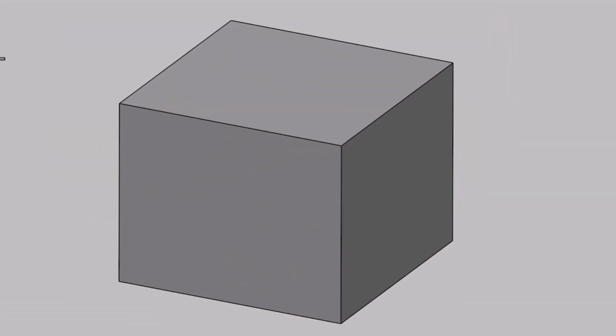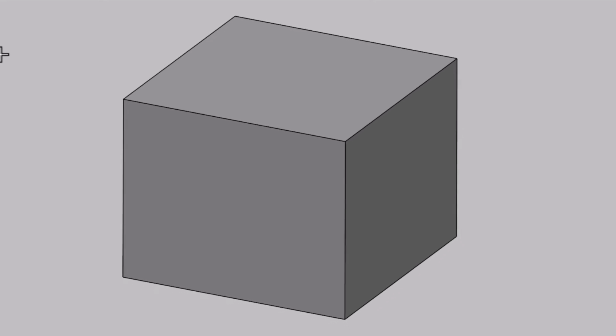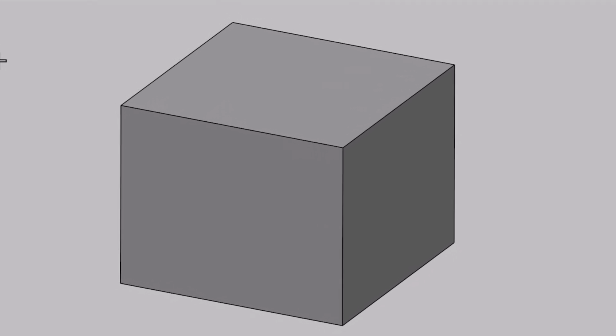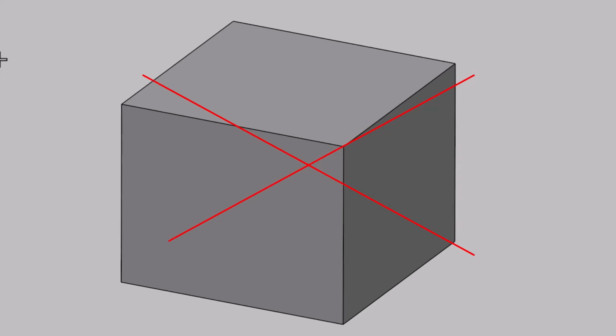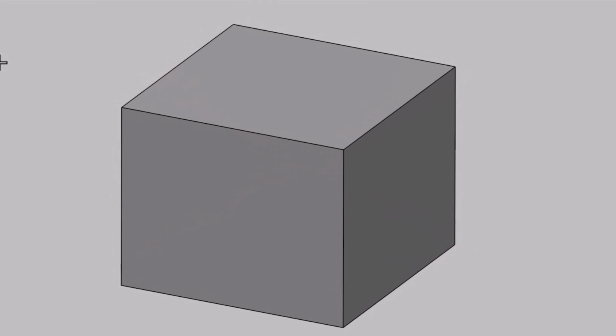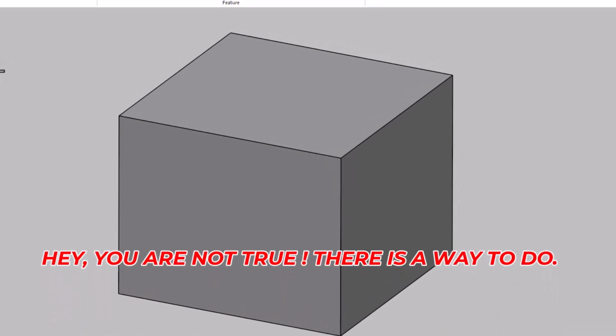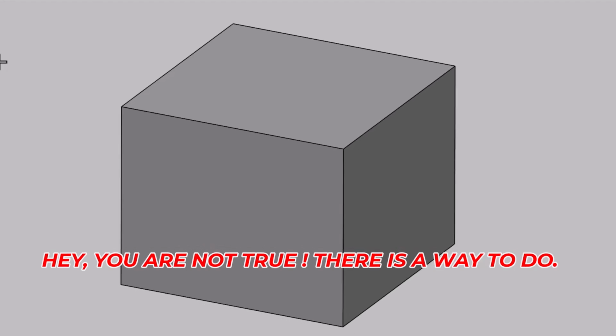Let's suppose you have placed a rectangle and extruded it in PowerShape. Now later on, you decide to change its dimensions. Well, that's where the problem begins. If you are using PowerShape, you cannot really do this easily. Now, I know some of you might jump into the comments and say, hey, that's not true. There is a way to do it.